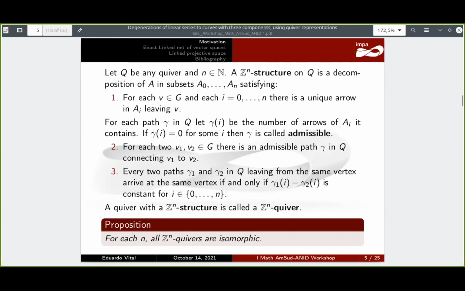The first proposition is that for each n, all Z^n quivers are isomorphic. It's not that difficult to see that this proposition is true, because when you look at one vertex of a Z^n quiver, you can observe that there are precisely n+1 arrows leaving this vertex and precisely n+1 arrows arriving at this vertex. So we observe that locally, at each vertex, all Z^n quivers are the same. So the job is to prove that globally they are the same, that they are isomorphic.